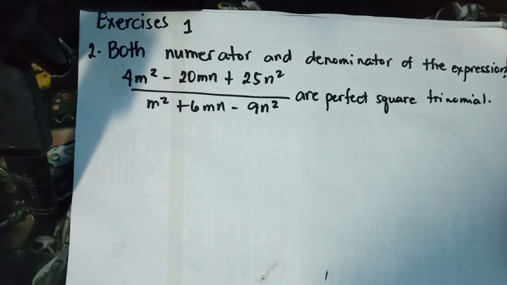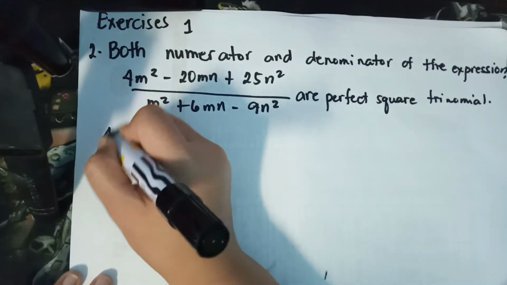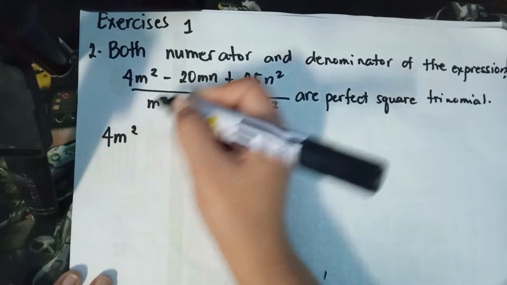Exercises number 1, number 2. Both numerator and denominator of the expression (4m squared minus 20mn plus 25n squared) over (m squared plus 6mn minus 9n squared) are perfect square trinomials. The question is, how will we know that they are a perfect square trinomial? All you need to do is investigate.